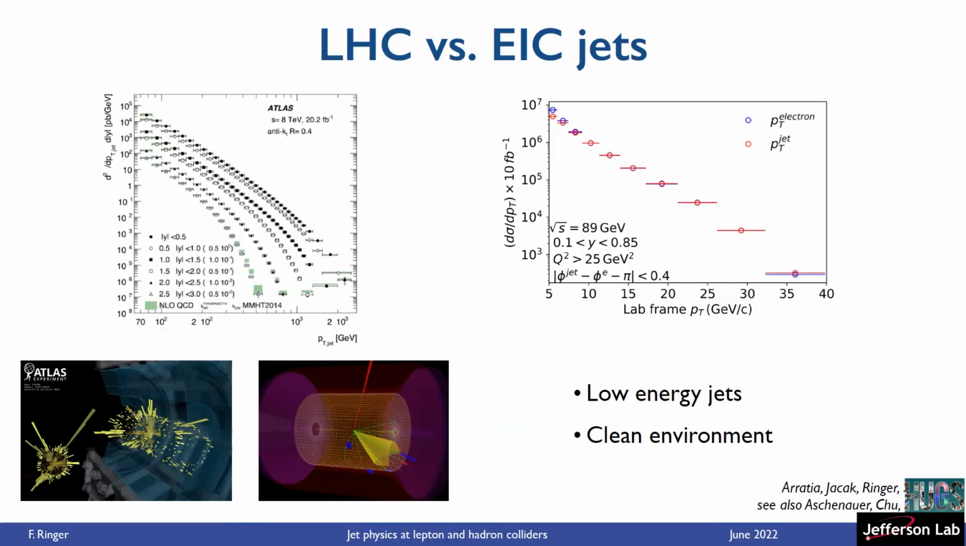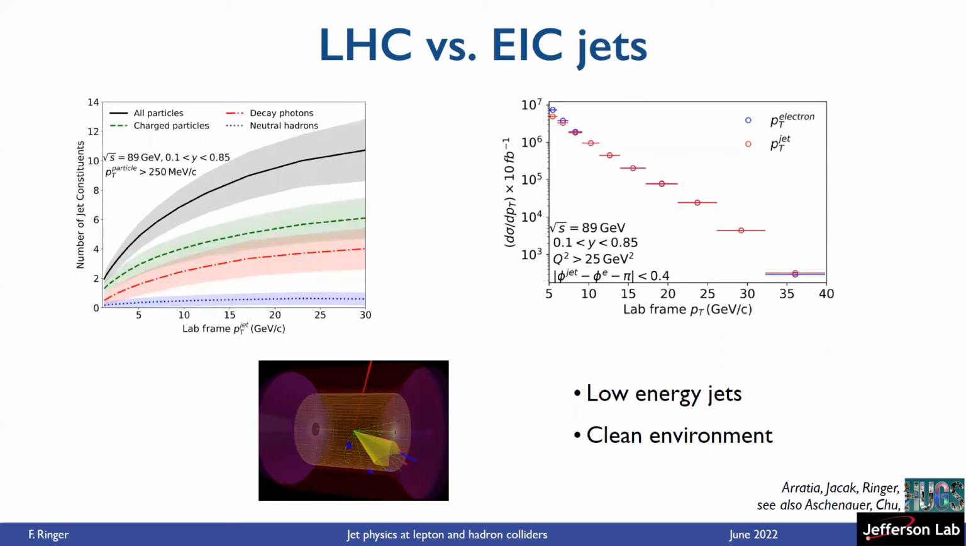In both cases, you see the cross-section just drops very rapidly if you go to a higher pT. This is a log plot here. This is many orders of magnitude that this cross-section drops, and basically the same over here. If we go to a higher pT, we very quickly run out of events at the EIC.